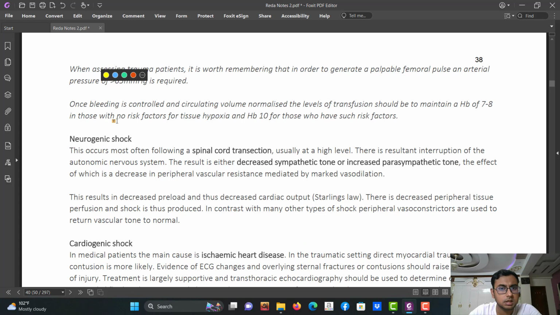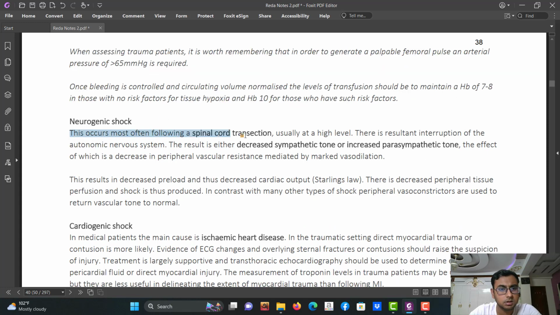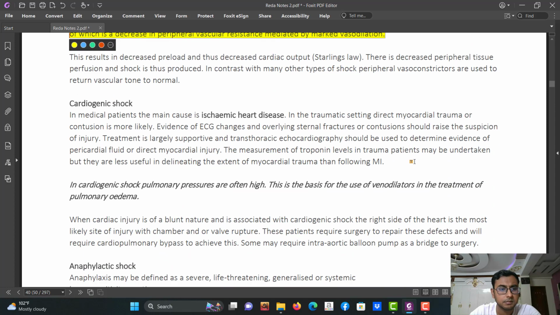So this is neurogenic shock: spinal cord injury, where sympathetic and parasympathetic tone is reduced, with marked vasodilation and reduced peripheral vascular resistance. Cardiogenic shock is ischemic cardiac disease, with evidence of ECG changes and suspicion of injury.